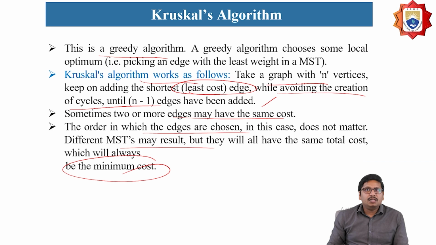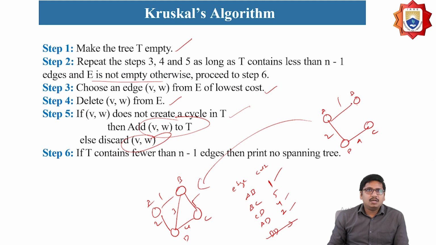So the greedy algorithm always chooses some local optimum, picking the edge with least weight in the minimum spanning tree. And how does Kruskal's algorithm work? First of all, you take a graph with n vertices and keep on adding the least-cost edge first, avoiding the creation of cycles. And sometimes two or more edges may also have the same cost. And this is the algorithm for construction of the spanning tree.